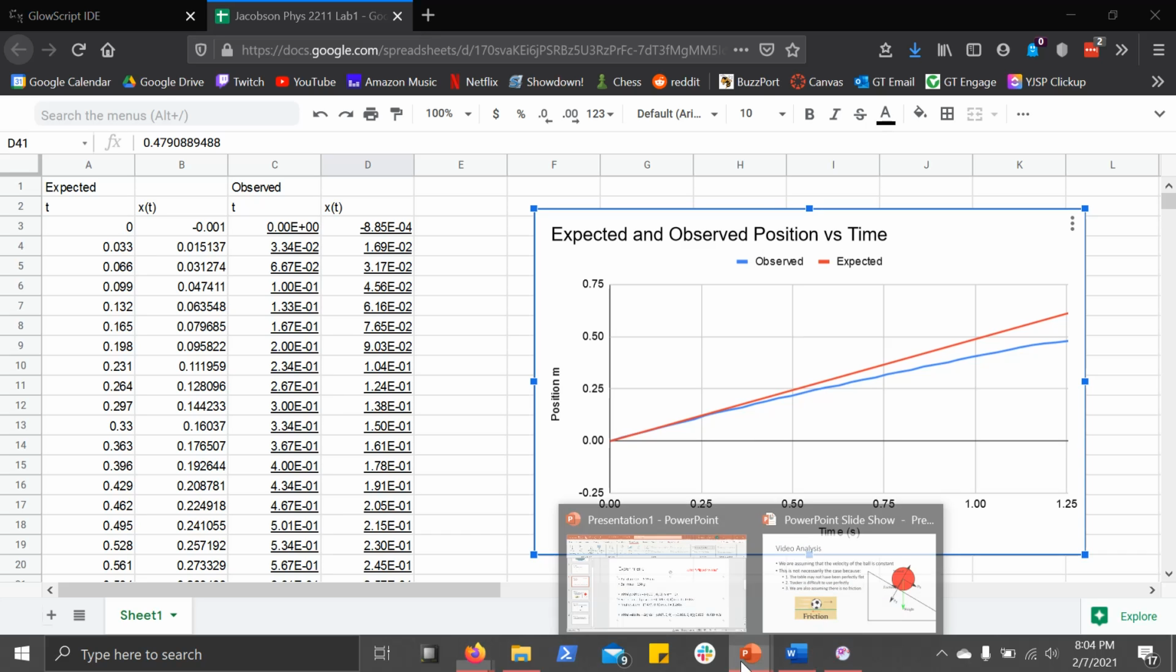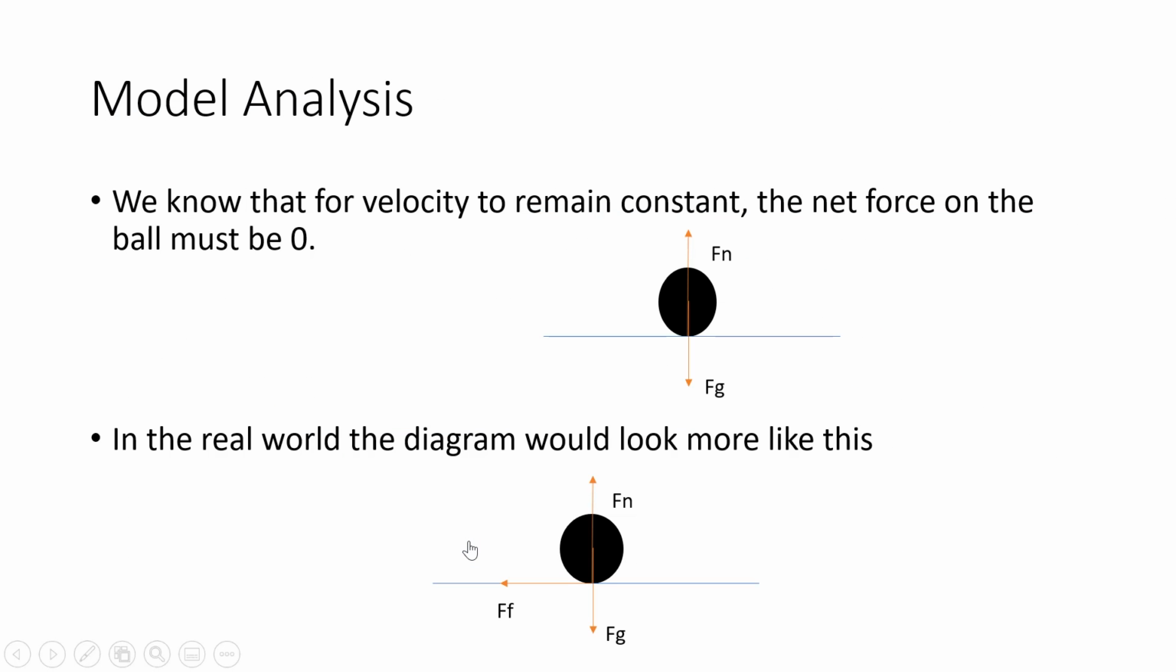For velocity to remain constant, the net force on the ball has to be 0. This can only happen when the force of gravity cancels out with the normal force, and there's no frictional force to act against motion. In this first diagram, you can see that there are two forces that completely cancel each other out, which means the net force on the ball is 0, meaning constant velocity.